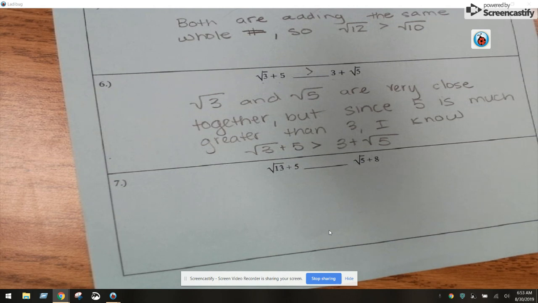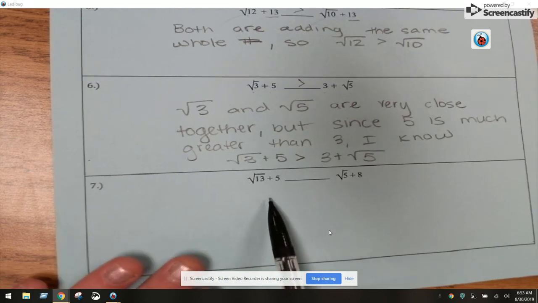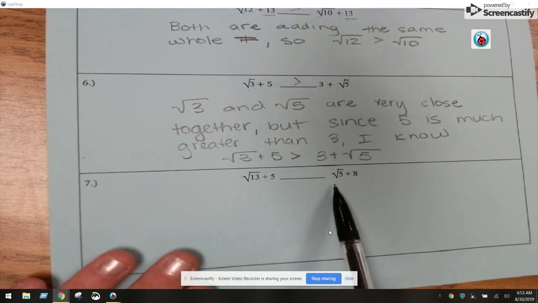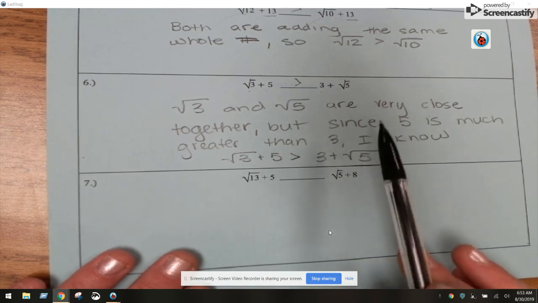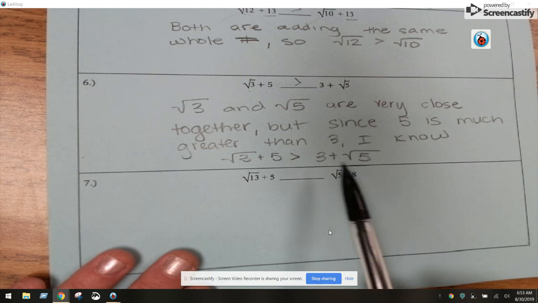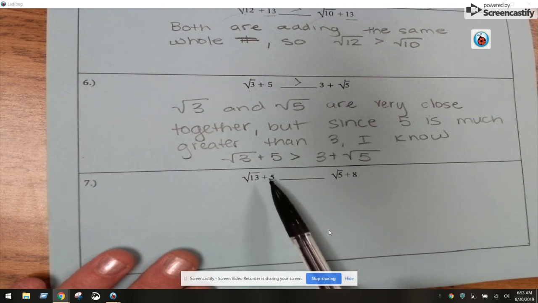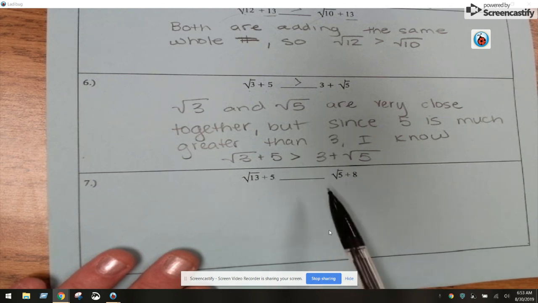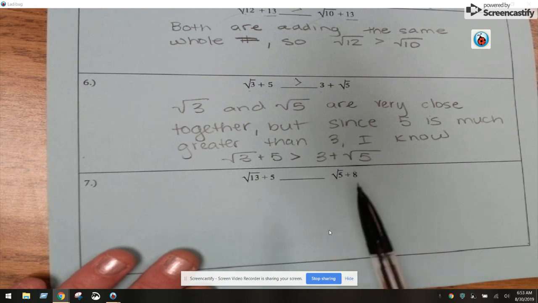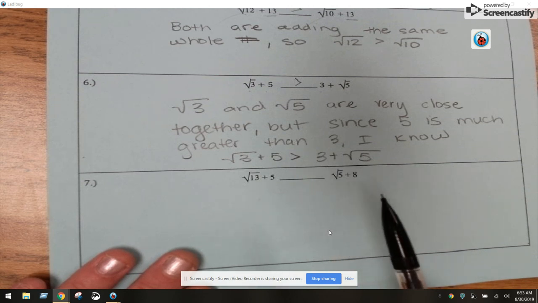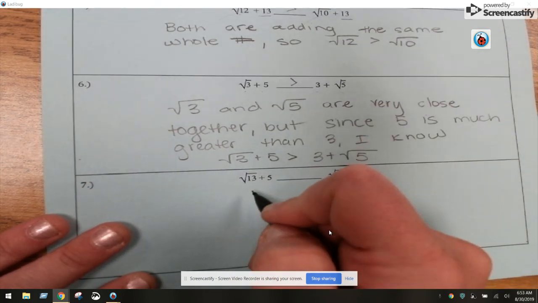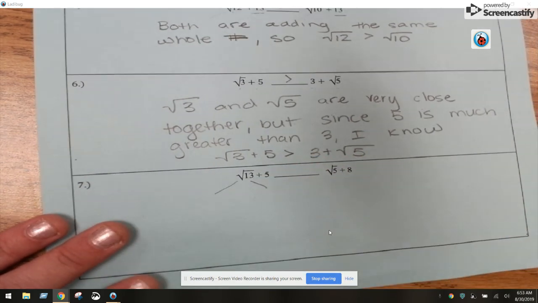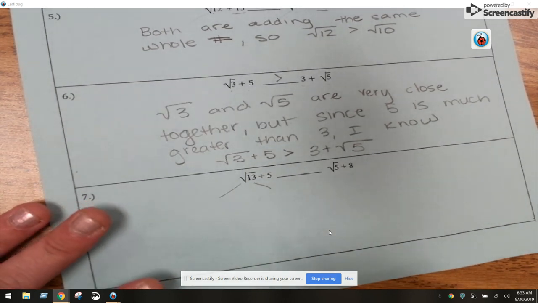Okay. And then finally, we have our last problem here. We have the square root of 13 plus 5, and then the square root of 5 plus 8. I could kind of use the same reasoning as this one, knowing that 8 is quite a bit bigger than 5. But I probably want to show my work for this one a little bit more if I can. Okay, so I'm going to look over here, and I'm going to do the two branches for the square root of 13. Okay, so get me some more good practice.